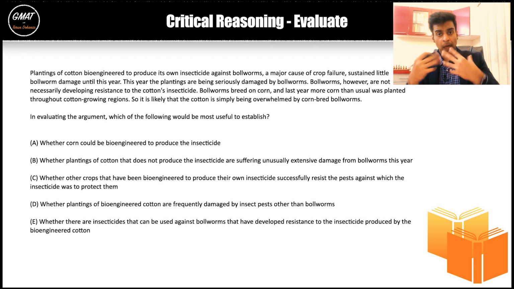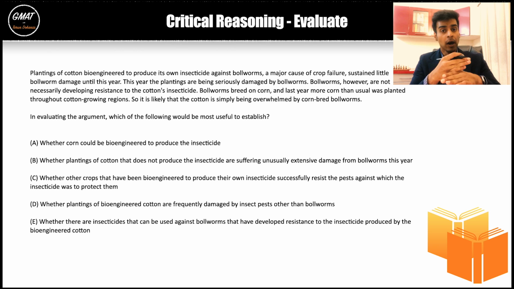Now when we look at the options, option B is asking whether plantings of cotton that do not produce the insecticide are suffering unusually extensive damage as well. So what this tells me is, with an answer of yes to this question, right, the option in itself is a question. If I take the answer to be yes, then that means that bollworms are not just hurting these genetically modified cotton plants, they're also hurting normal cotton plants, which then suggests that yes, we have a lot of bollworms, right?